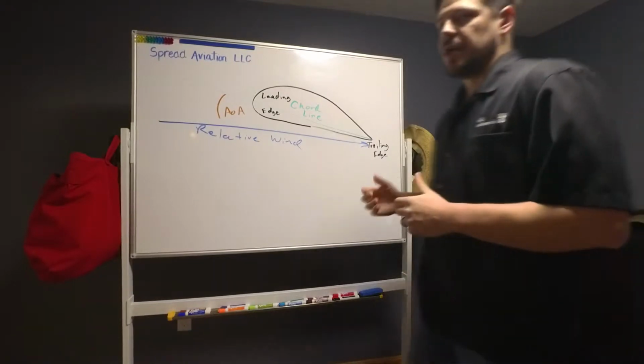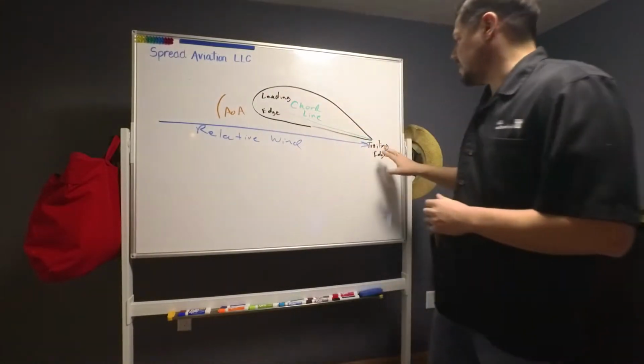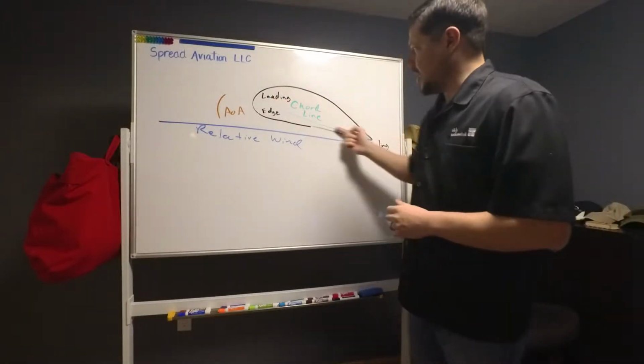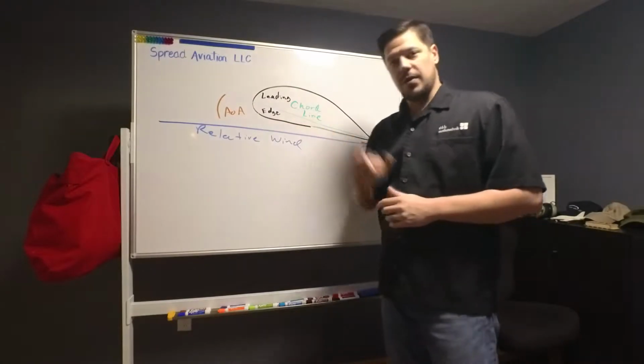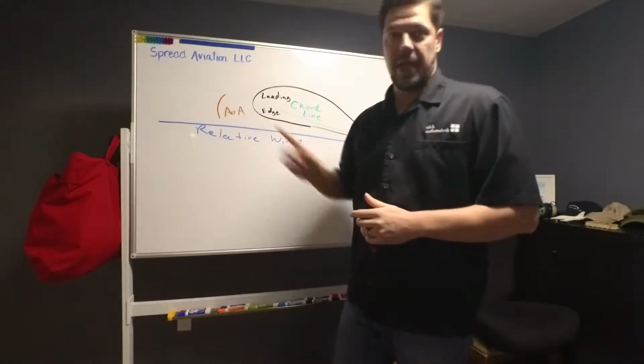Alright, on the Spread Aviation whiteboard of Ground School Excellence, we have an airfoil drawn with a couple of pieces labeled the trailing edge and the leading edge. The imaginary line that connects the two together is called the chord line, and the chord line interacts with the relative wind to form the angle of attack.